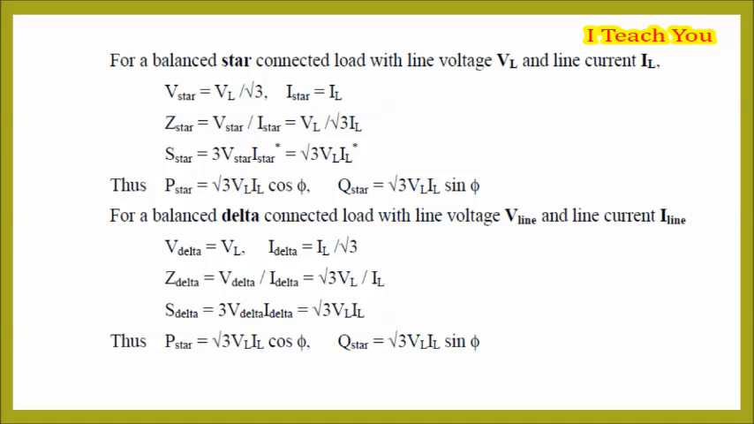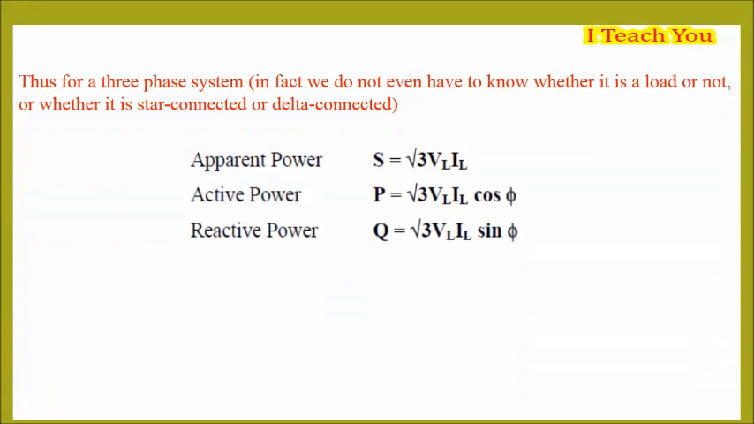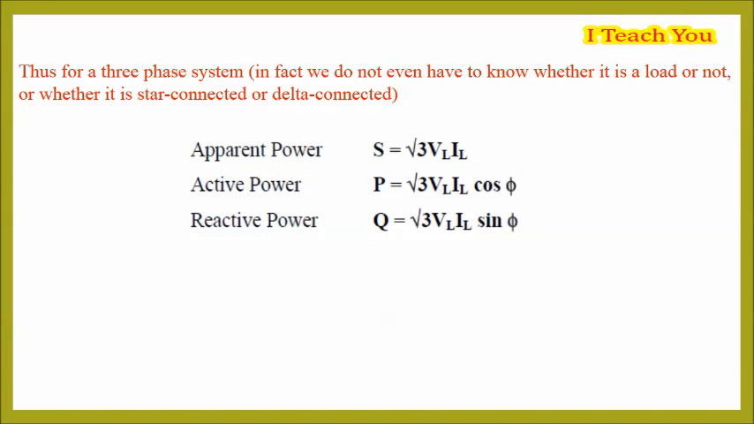It is worth noting here that although the currents and voltages inside the star-connected load and the delta-connected load are different, the expressions for apparent power, active power and reactive power are the same for both types of loads when expressed in terms of the line quantities. Thus for a three-phase system, in fact we do not even have to know whether it is a load or not, or whether it is star-connected or delta-connected.